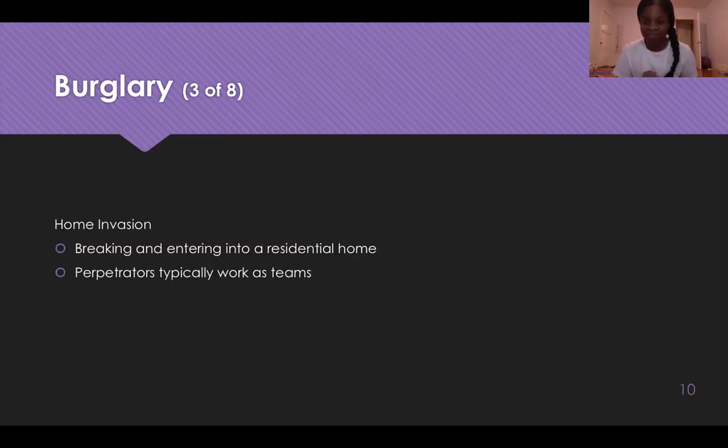Home invasion, another type of property crime. Home invasion is a type of breaking and entering into a residential home in which the express purpose is to catch occupants at home so criminals can rob, rape, or assault the occupant as well as steal their property. Perpetrators typically work as teams so they can quickly overcome any opposition and often pose as maintenance workers or delivery men when attempting to invade these homes.